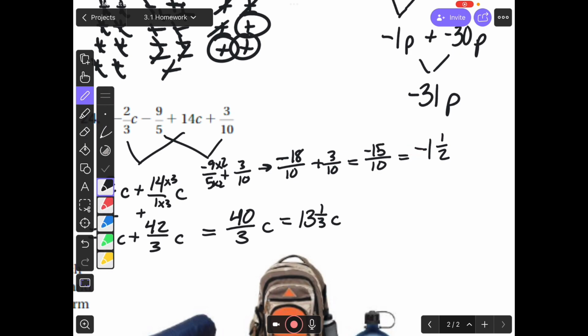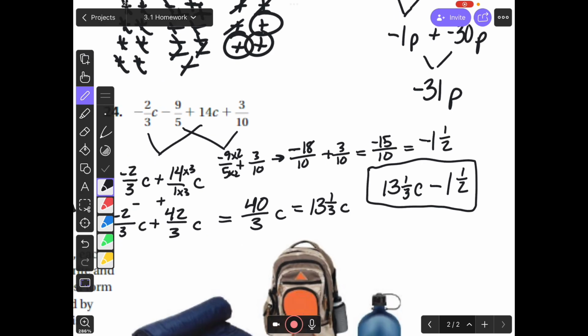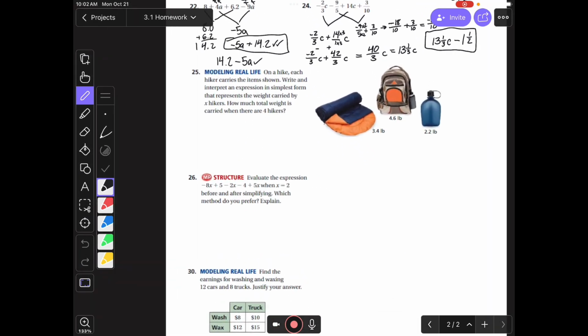Last step, we said, is just to combine all these together. For that, we would do 13 and 1/3 c minus 1 and 1/2. Again, we typically put the highest exponent variable first. In this case, we only had the linear exponent. All right, 3 to go here.